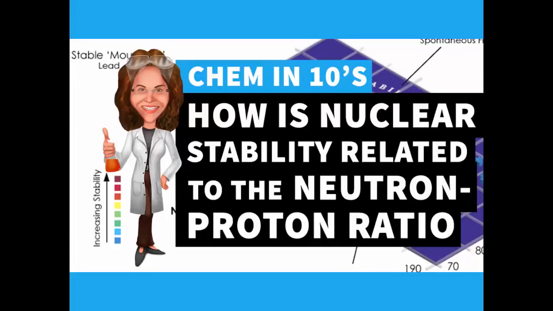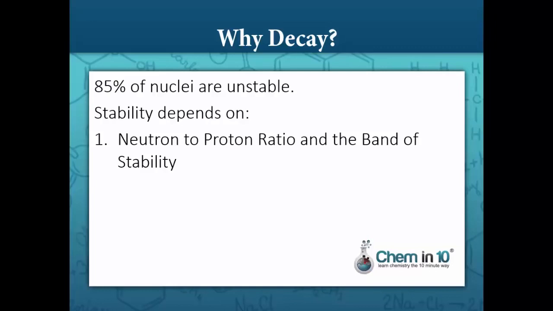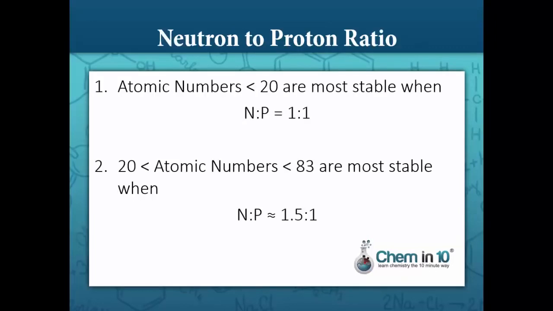In this lesson, we will learn how nuclear stability is related to the band of stability and the neutron-to-proton ratio. 85% of all nuclei are unstable. Stability depends on the neutron-to-proton ratio, the band of stability, and on magic numbers. Let's begin by talking about the neutron-to-proton ratio.